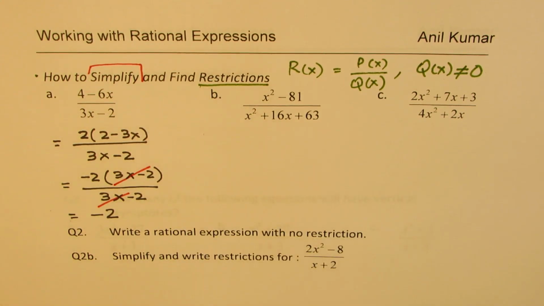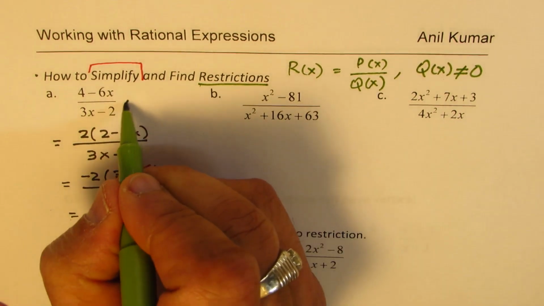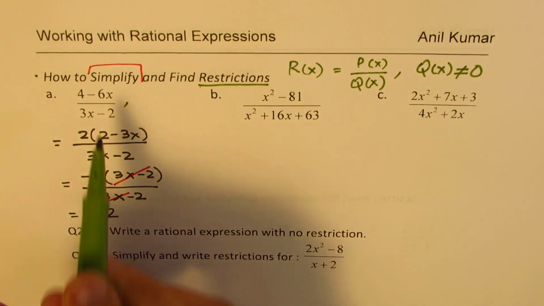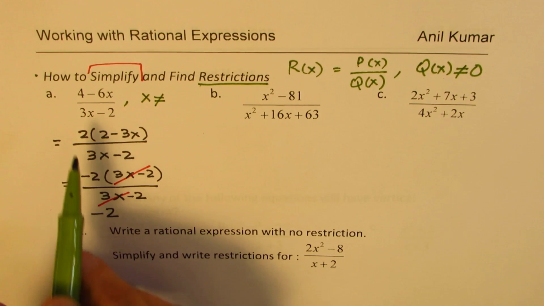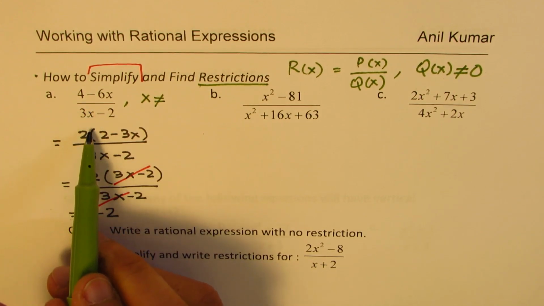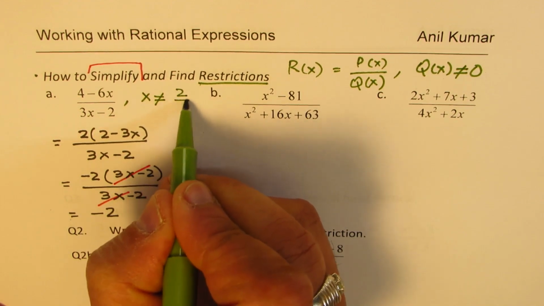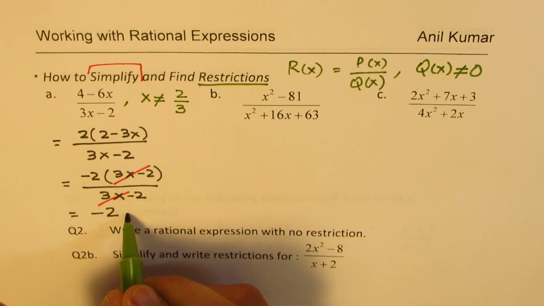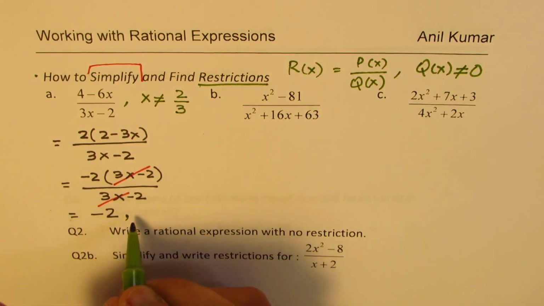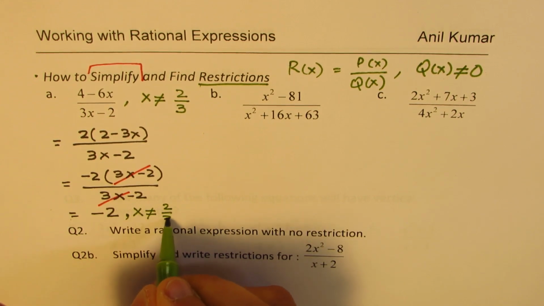Now the second part is on restriction, very important. The restriction is that the denominator cannot be 0. So what value could give you 0 here? Well, x is not equal to what? If I write x as 2 over 3, then I will get a 0. So x cannot be 2 over 3. Does it make sense? So whenever you simplify, you have to write along with minus 2 that x is not equal to 2 over 3.